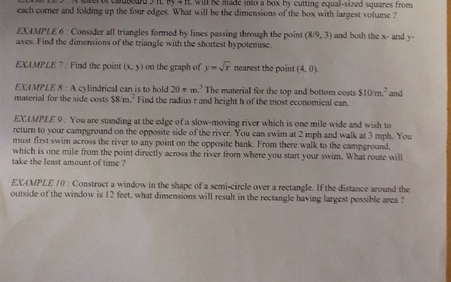Just so you can see it, it says you're standing at the edge of a slow-moving river, which is 1 mile wide, and wish to return to your campground on the opposite side of the river. You can swim at 2 miles per hour and walk at 3 miles per hour. You must first swim across the river to any point on the opposite bank. From there, walk to the campground, which is 1 mile from the point directly across the river from where you start your swim. What route will take the least amount of time?